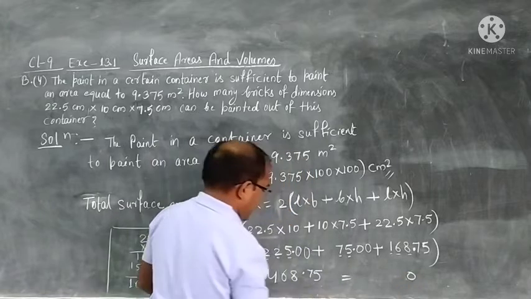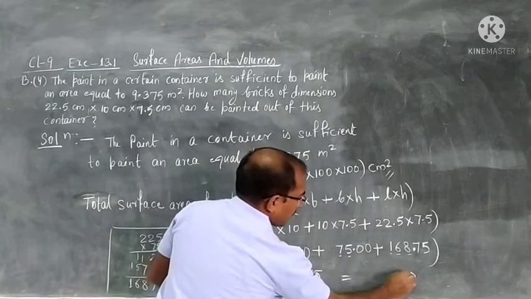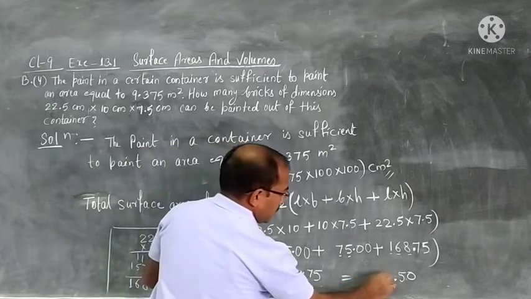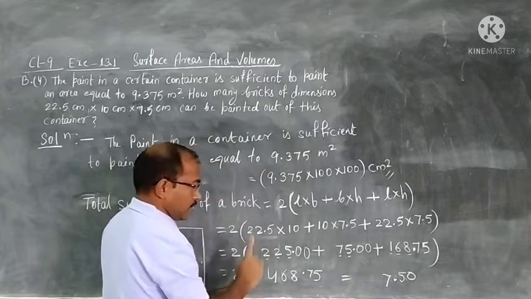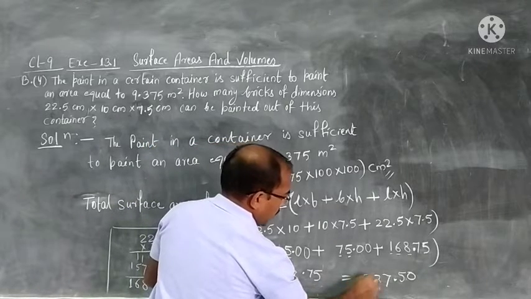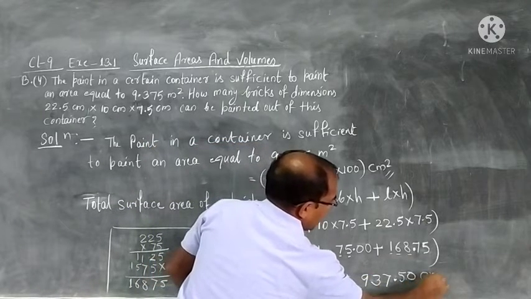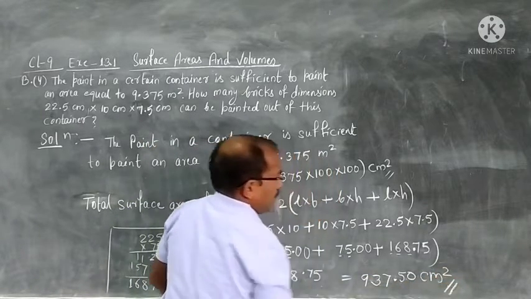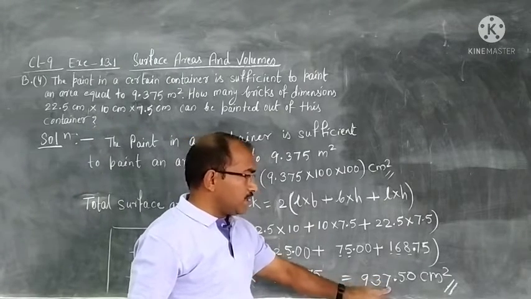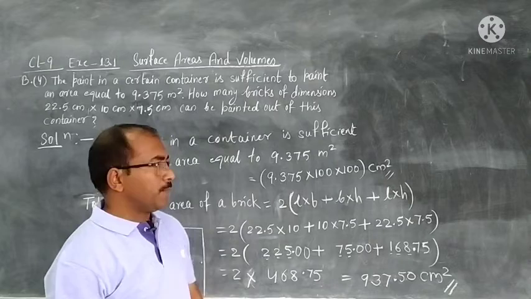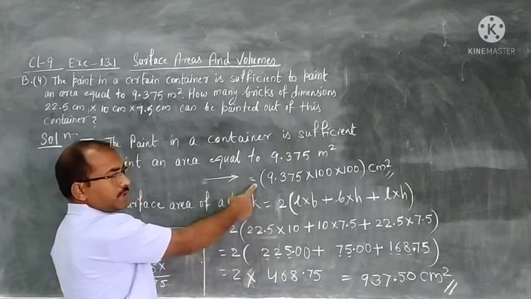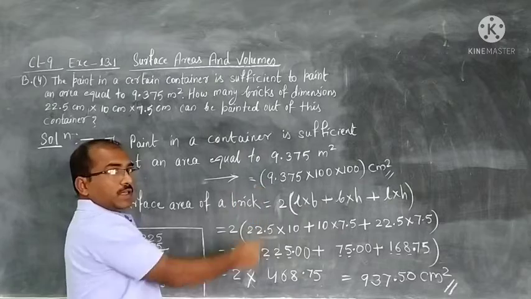5 2s are 10, 7 2s are 14, 1 15. Decimal is there, 1 is remaining. 8 2s are 16, 1 17. 6 2s are 12, 1 13. 4 2s are 8, 1 9. So we are seeing that for one brick, if we are painting, its total surface area is 937.50 centimeter square, and total paint is available to paint this much area.